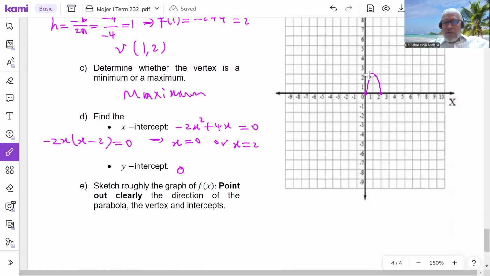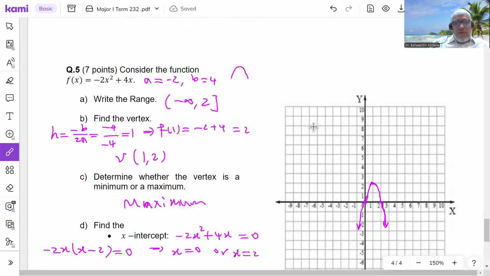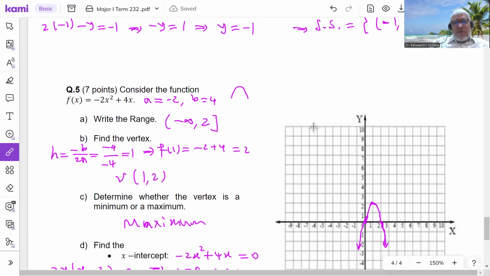sketch the graph carefully. Try to make it a nice one, okay? So this is the graph of this function. Sketch roughly the graph, point out clearly the direction of the parabola, the vertex and the intercepts, so everything is fine. That's the end of this exam.